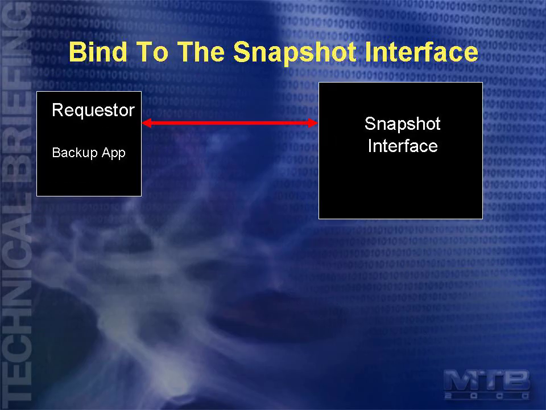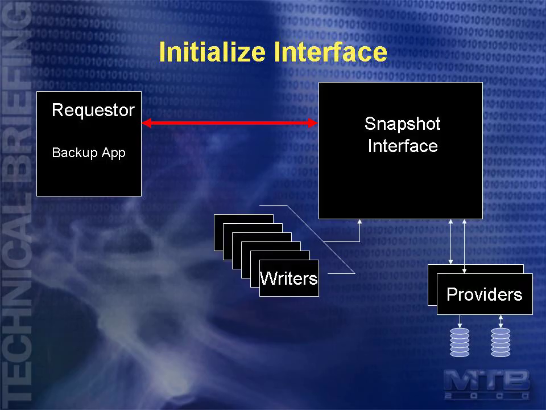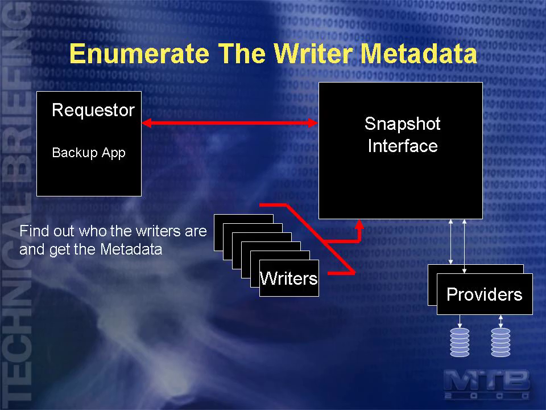Okay, so as we walk through the process, the first thing the requester does is initialize the snapshot interface. At that point, he's allowed to enumerate what writers exist on the box, because not every application will have a writer, and what providers are available to him. So he enumerates the writers, and he might say, well, I've got an Active Directory writer, and a cert server writer, et cetera.